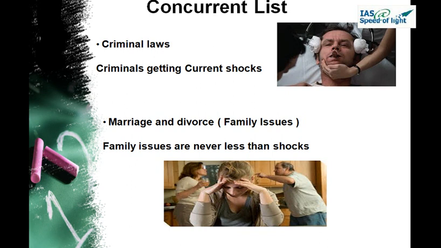So this was the first thing about the concurrent list, and let us now see what items are there in the concurrent list, because these are the most confusing items between the union and the state list. Some things are very straightforward, where we can say it has to be in union or it has to be in state, but some items in the concurrent list are very confusing. So let us see how to remember them. First is the criminal laws.